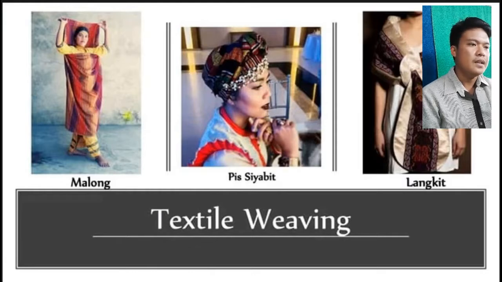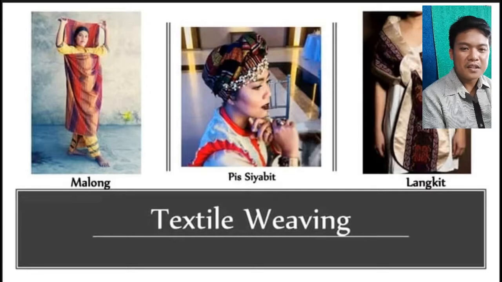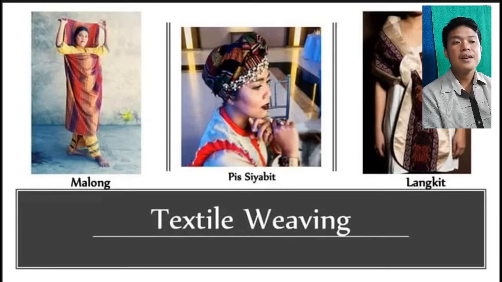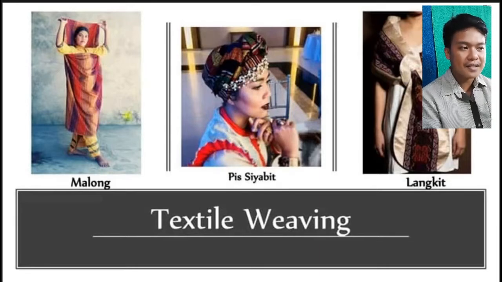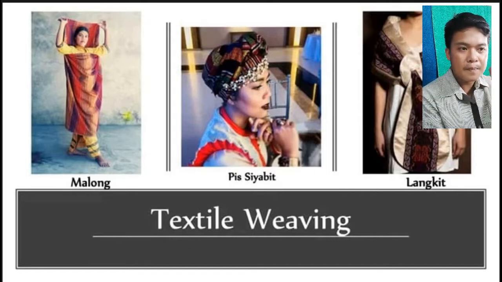Okay, textile weaving. So we have here the malong, pis siabit, and langkit. We have a malong in the house. We usually use it as a blanket, but its purpose actually is a traditional Filipino Bangsamoro rectangular tube-like wrap-around skirt. It is a skirt bearing geometric or okir designs. If you take a look at the malong, some of its designs have an okir-like design, just like what I mentioned earlier.